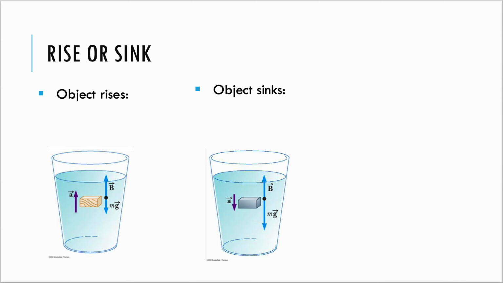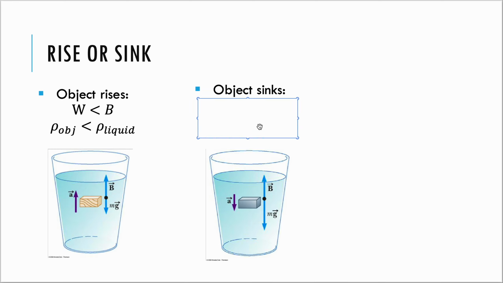And finally, how do we know if an object is going to rise or sink? If an object is going to rise, then that means that the weight of the object is going to be less than the buoyant force, as we can see in this picture here. If the buoyant force is greater than the weight, then it's going to accelerate upward. There's a net upward force. Also, when an object rises, that means that the density of the object is less than that of the liquid.